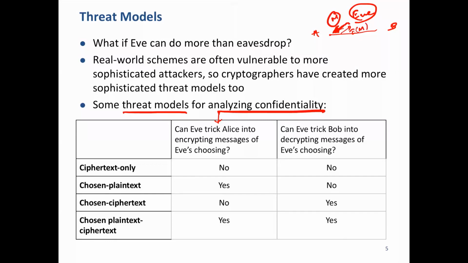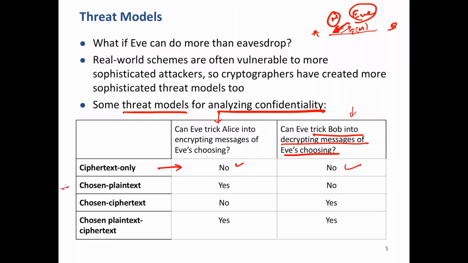The second one says: can Eve trick Bob into decrypting a message of her choosing? It means that now Eve has created an encrypted message, and can she force Bob to decrypt it? Based on these two things, we have various models. The first model is ciphertext only. It means that Eve cannot trick Alice into encrypting a message of her choosing, and Eve cannot trick Bob into decrypting a message of her choosing.